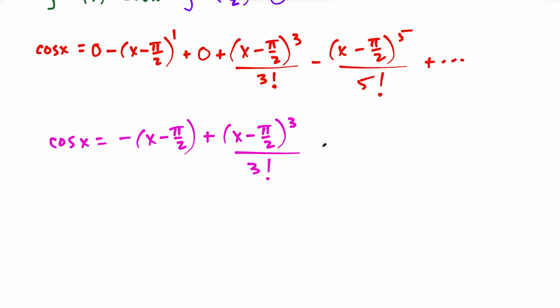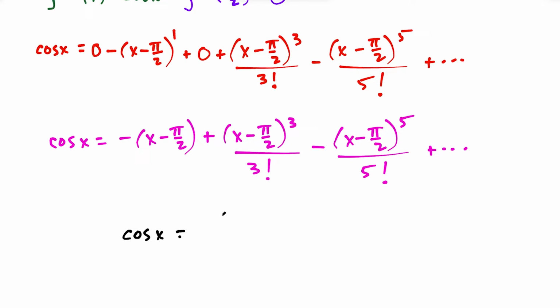And then the next non-zero term, we have minus (x minus pi over 2) to the fifth power over 5 factorial. And we could stop here, but if we were to write the next non-zero term, it would be plus (x minus pi over 2) to the 7 over 7 factorial. So now let's write this Taylor series in sigma notation.